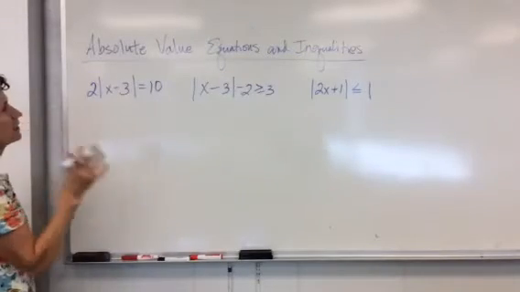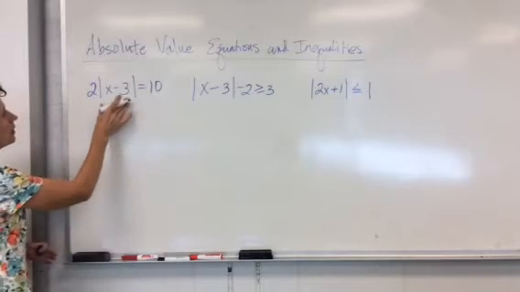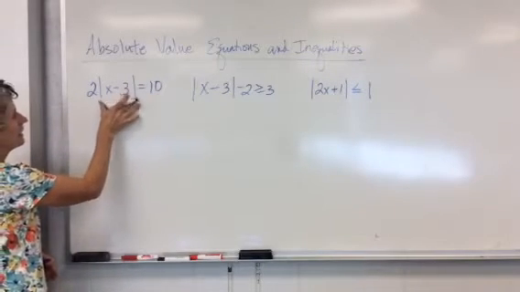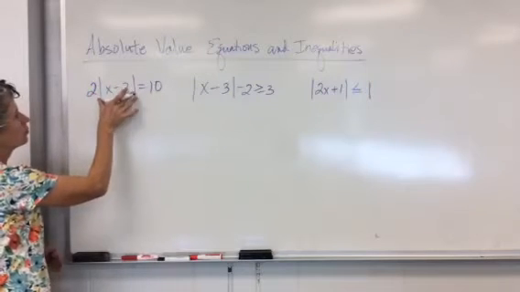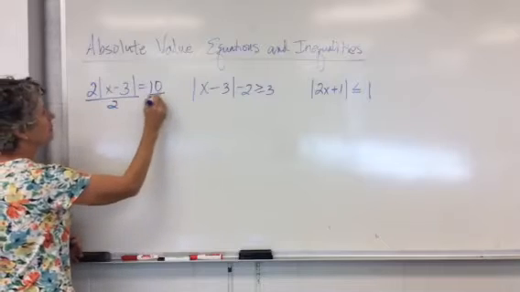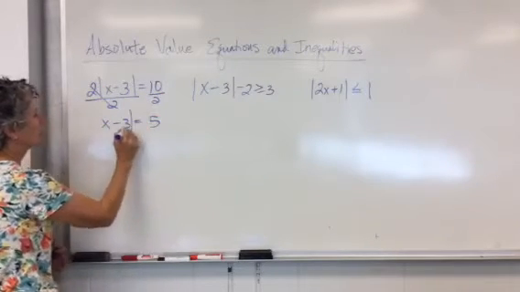Absolute value equations and inequalities. Remember, absolute value is that distance away from 0. So we want to find a number for each of these that makes it true. You remember with things like absolute value or square root, when you're solving those kinds of equations, you always want to isolate first. So let's divide both sides by the 2. And we get the absolute value of x minus 3 equals 5.